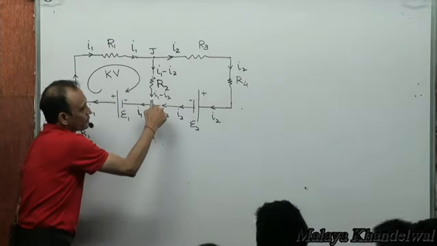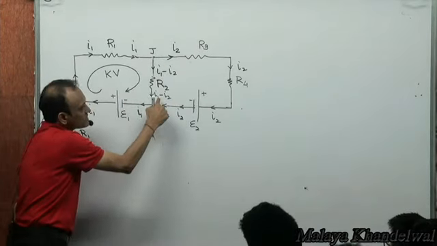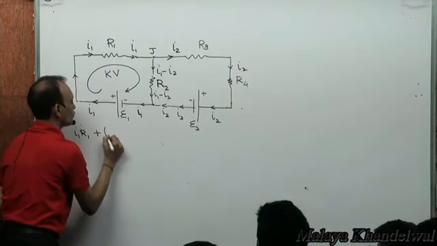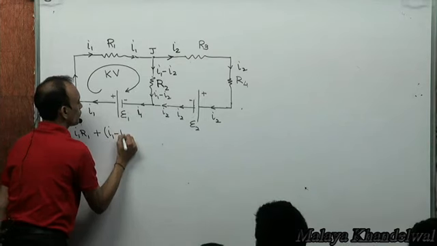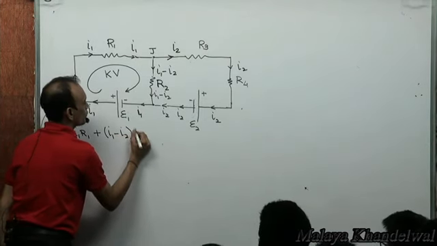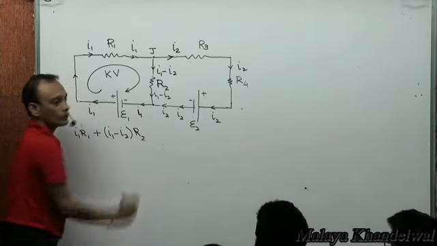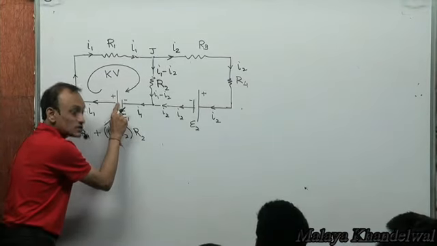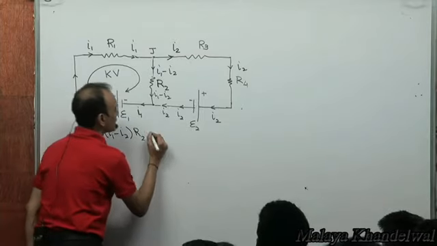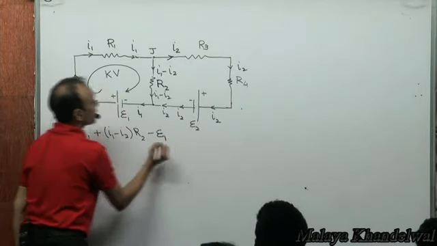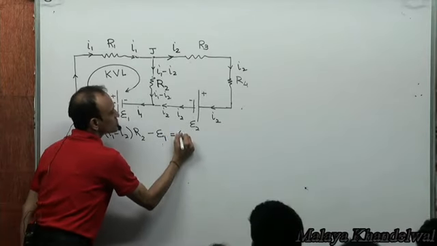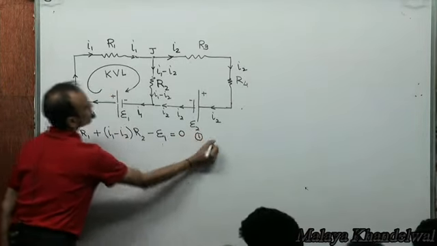Then I go from here to here. What's the drop across this? I1 minus I2 into R2. Right? Yes or no? And then from here to here there is an increase, so I'll say minus epsilon 1. This is the algebraic sum of drops in this loop, and it must add up to 0. That's KVL.